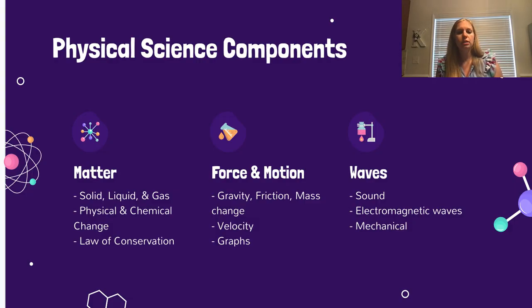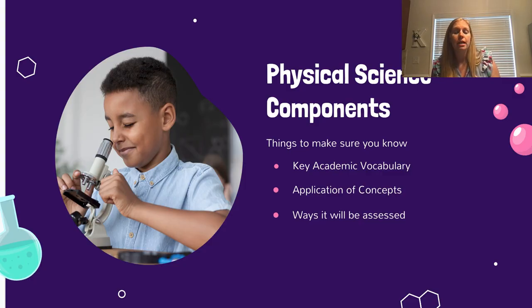Same with force and motion. Start that in kindergarten. You talk about gravity, a push versus a pull, but even through 5th grade and on up, you still use those same vocabularies. It's just more application based. And then they also talk about velocity and graphs. So distance time graphs are huge in 5th grade. Then waves are sound, electromagnetic waves, and mechanical. And you use those throughout kindergarten and on. So really making sure that you understand the key vocabulary and the way that they will be assessed.